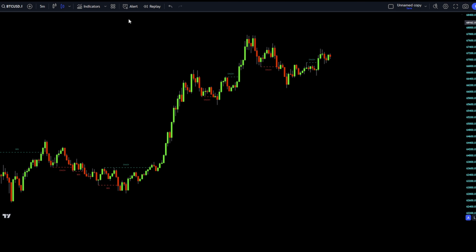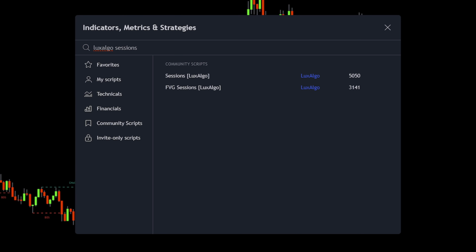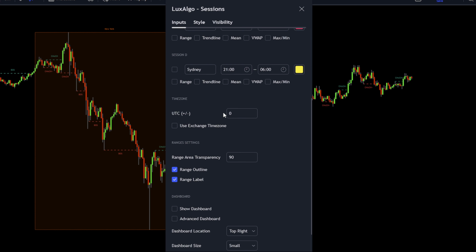Next, we're going to add our second indicator to the chart. So head back to the Indicators tab, search for the LuxAlgo sessions, and add it to your chart. Once added, let's dive into the settings. Within the input section, we want to disable everything except for the first session. Make sure you set the time zone setting to your specific one, and we are good to go.